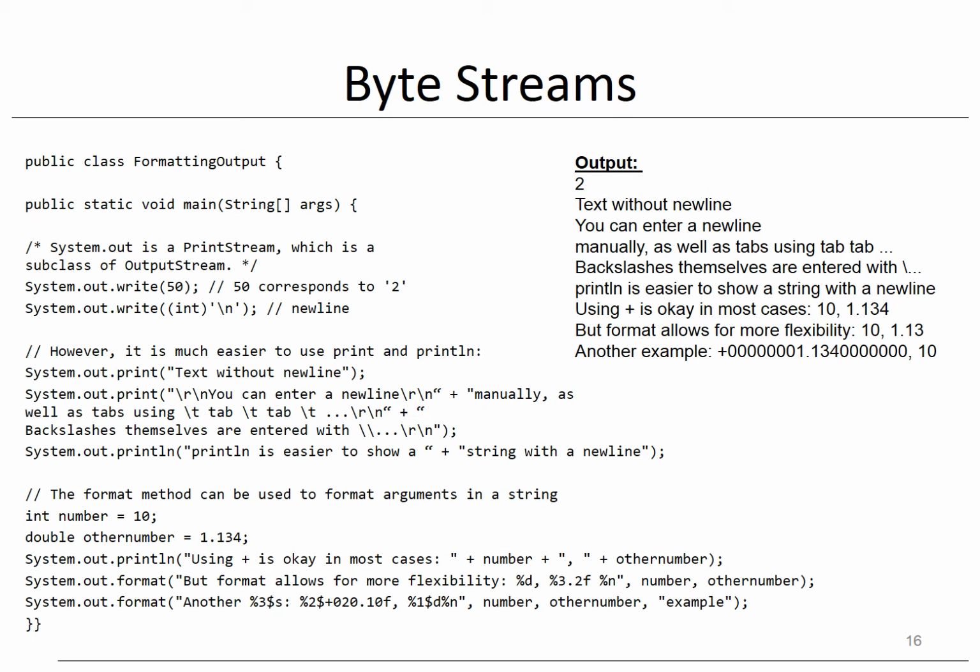The workings of the print and println methods should be fairly straightforward. Note the use of \n, \r, \t, and double backslash within the strings to insert special characters. These special backslash combinations are called escape characters. The class concludes with 2 illustrations of the format method.